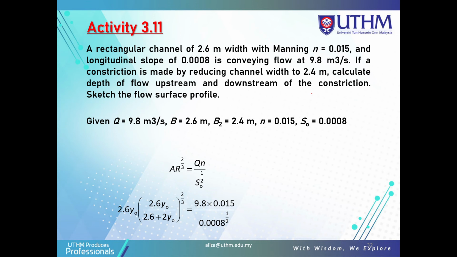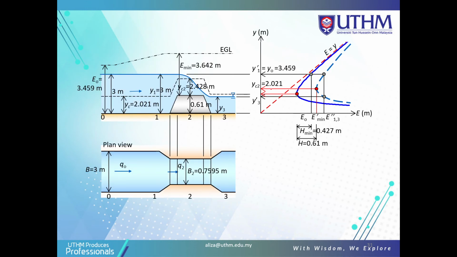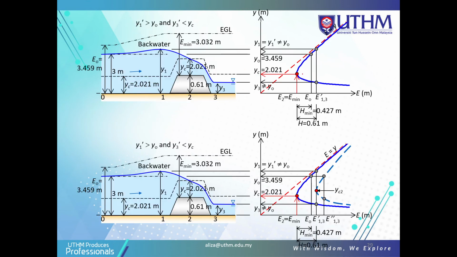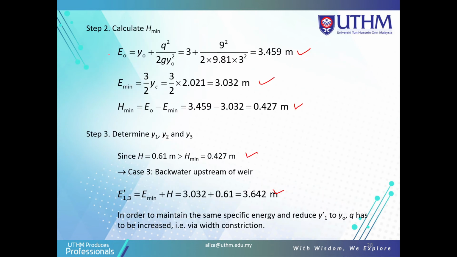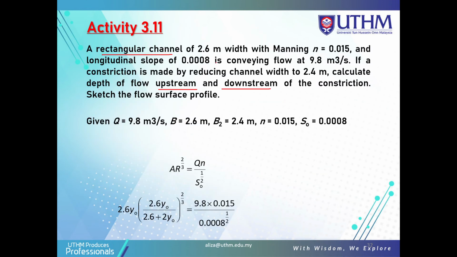Now we look at activity 3.11. It is a rectangular channel, and we still use the rectangular channel because of the constriction. So just remember that for a constriction, we use the rectangular channel. Calculate the depth of flow upstream and downstream, so we go until step 3. For this one also, there is a sketch here. Before step 2 and step 3, you sketch and look at these three points.